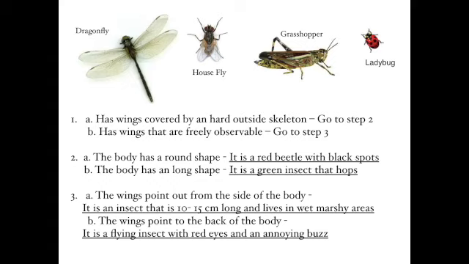If we look at the dragonfly, try and do this on your own. Try and look through this. A, wings that are covered by a hard outside skeleton? No. Wings that are freely observable? Yes. For the dragonfly, we're going to go to step 3. Let's look at A and B. Okay, A, the wings point out from the outside? Yes. That's going to be the dragonfly.